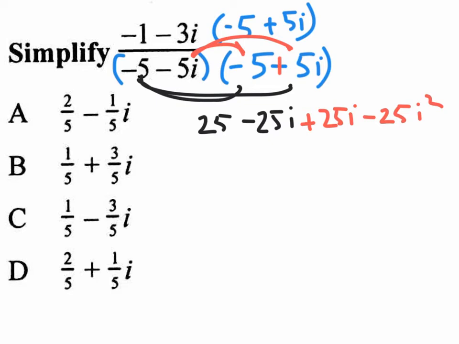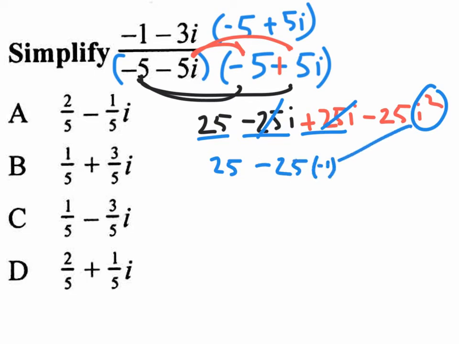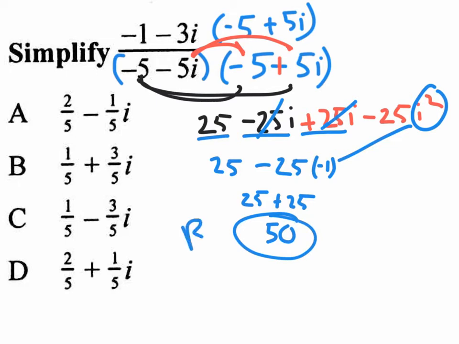Now, when you combine the middle terms, they always cancel out when you multiply a binomial by its conjugate. And the last part, the i squared, that's really a negative 1. So what do I really have? I have 25 from here, and then I have minus 25, but this is now going to be a times negative 1. So I really have 25 plus 25, which is 50. So you have 50 in the denominator, okay, because we've only been working on the bottom. This is the bottom part, the denominator.